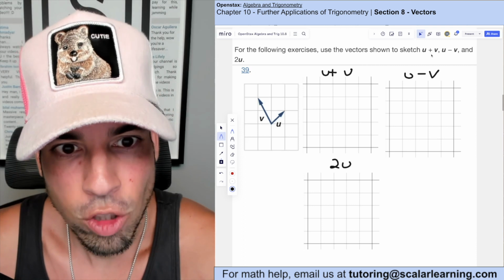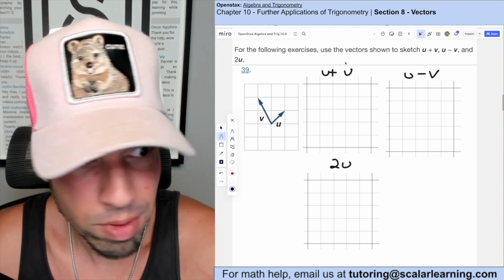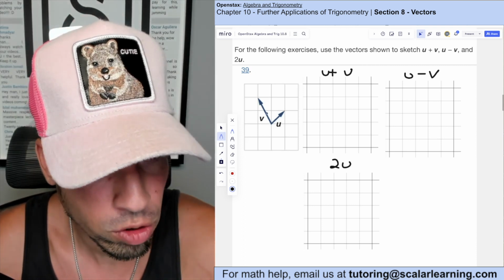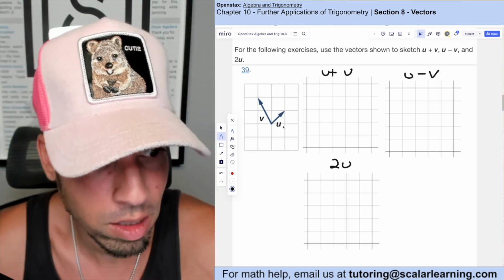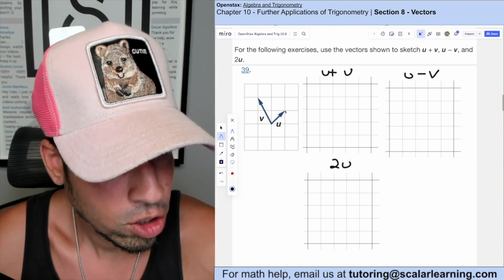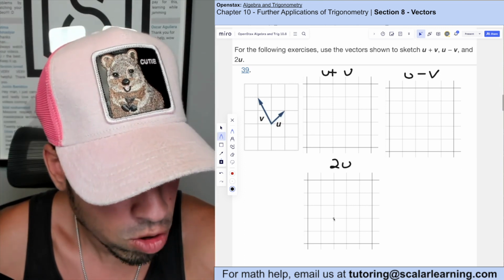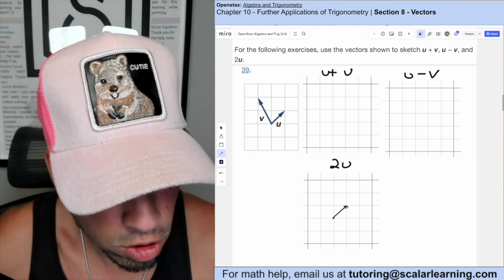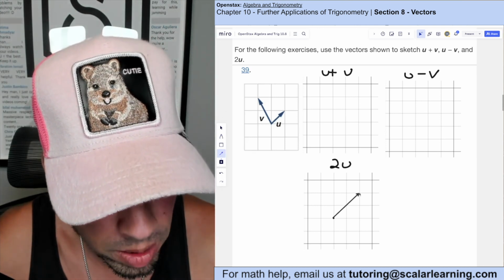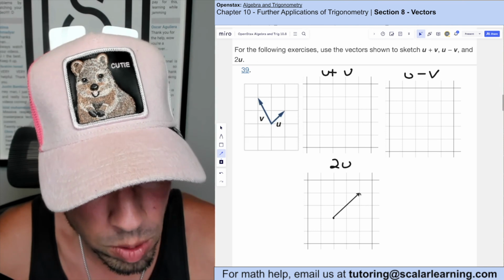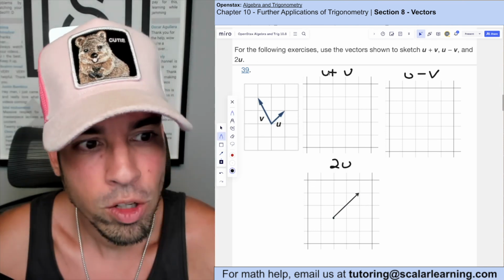So for this one, we're meant to draw u plus v, u minus v, and 2u based on this original diagram. So let's start with 2u because that's going to be the easiest. If this is u right here, it's currently just going across like this. To do 2u, I'm literally just doubling it. So it's going up 1 over 1, now it's going up 2 over 2. So what about u plus v?